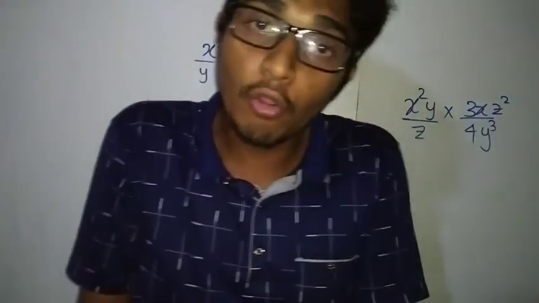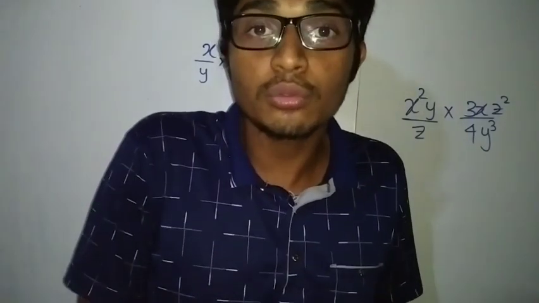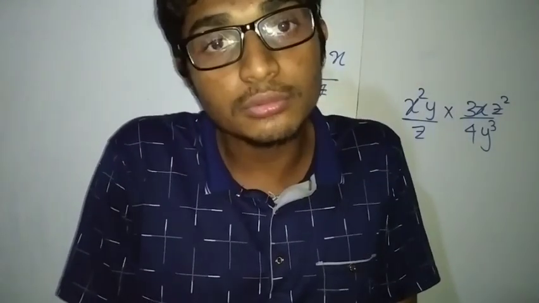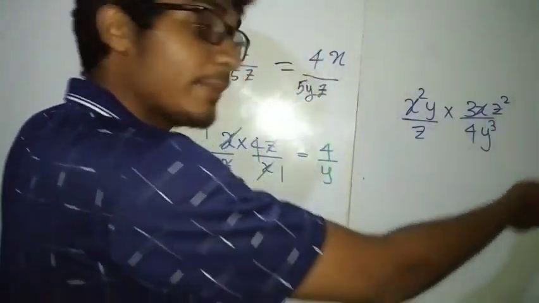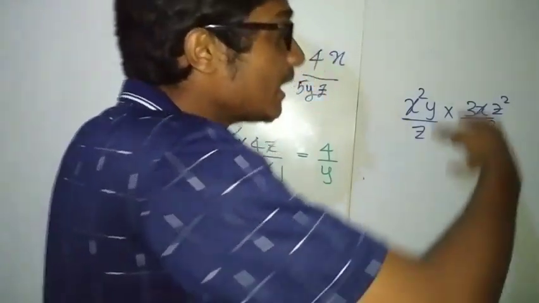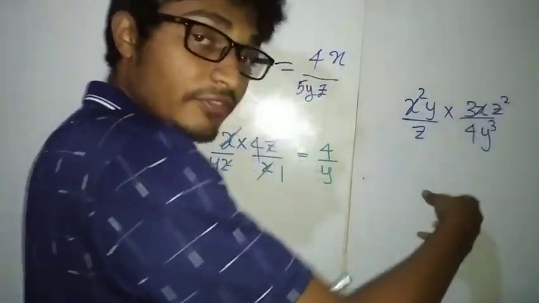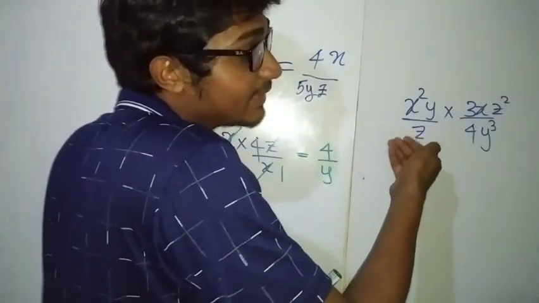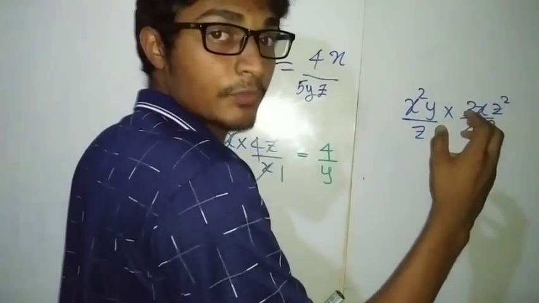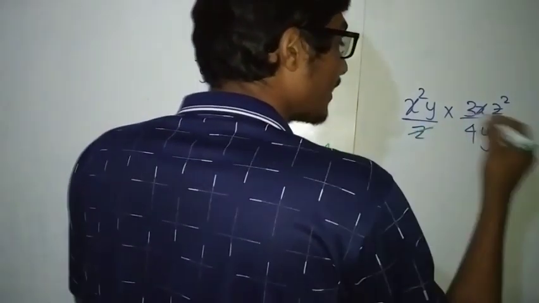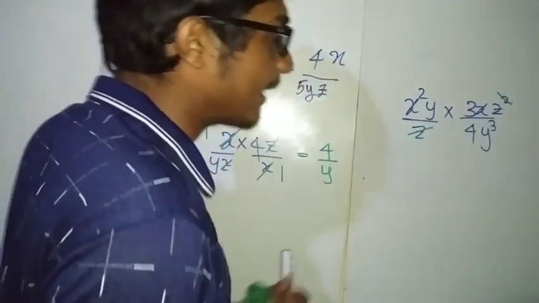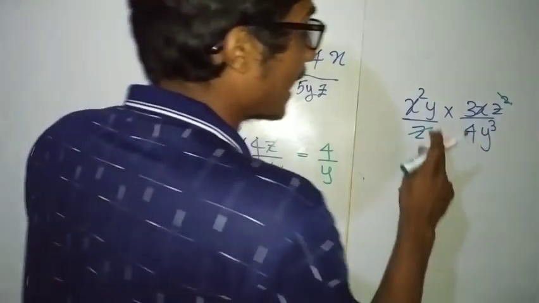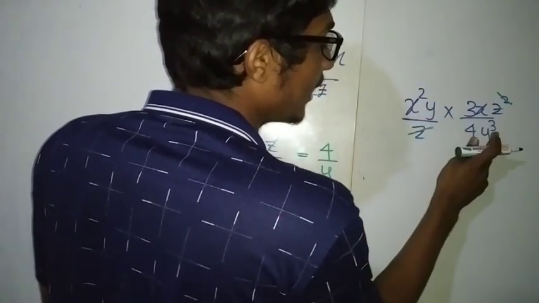Because 2 into 2 is 4, right? 4 can be divided by 2. 2 into 2 can be divided by 2, right? So similarly, z into z can be divided by z. If you cancel z into z by one of the z's, one of the z's is going to cancel here, and one of the z's is going to cancel here, and one z is going to remain there. Right, so hope you are understanding and concentrating what I'm saying, right? Please concentrate this carefully.